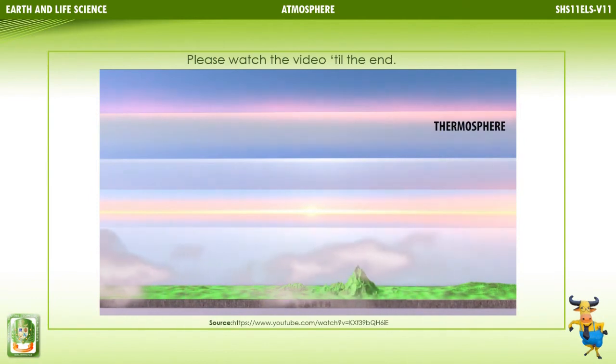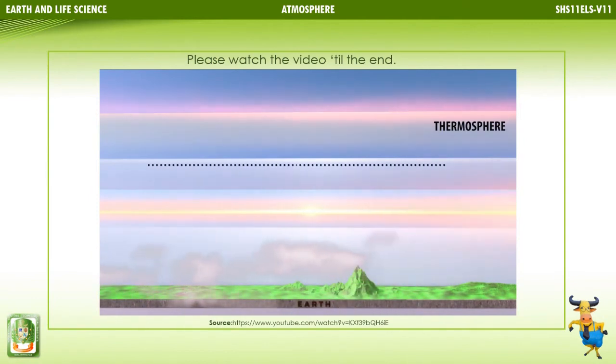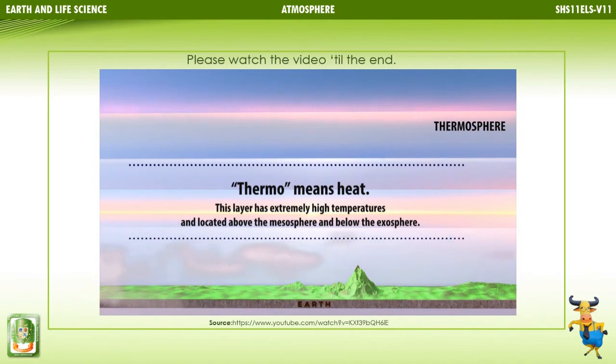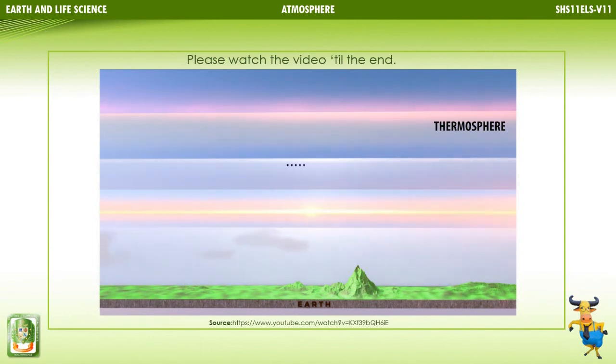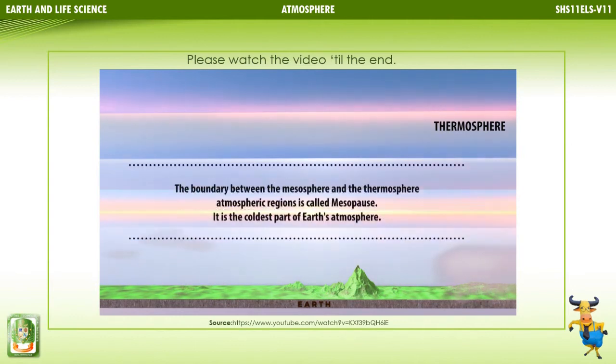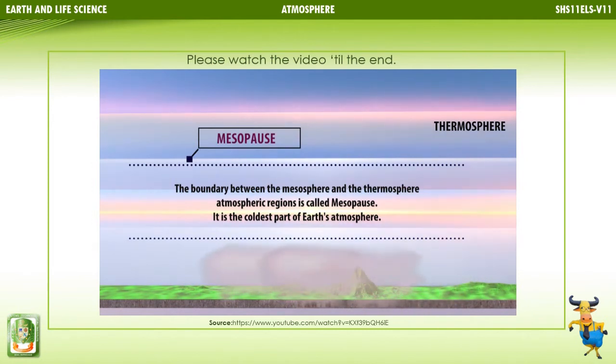The thermosphere. Thermo means heat. This layer has extremely high temperatures and is located above the mesosphere and below the exosphere. The boundary between the mesosphere and the thermosphere atmospheric regions is called the mesopause. It is the coldest part of Earth's atmosphere.